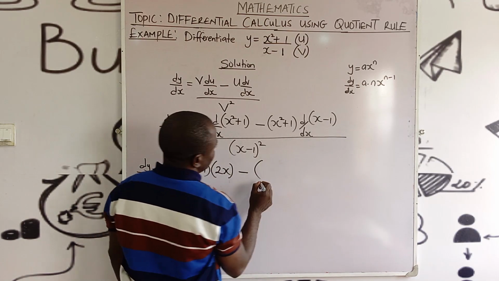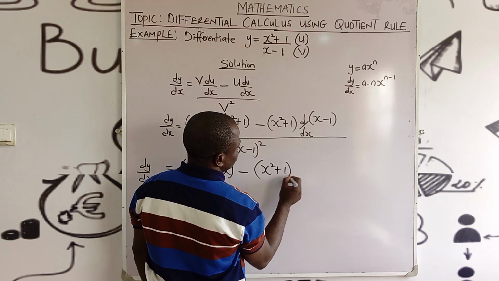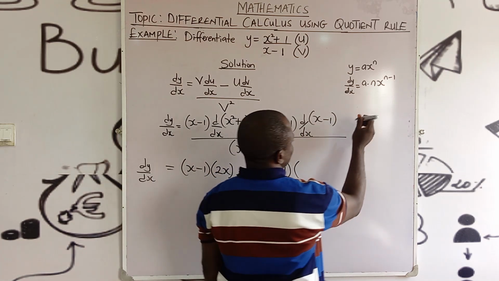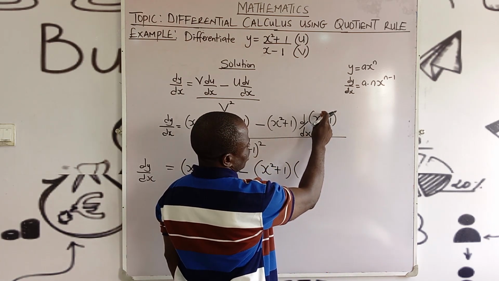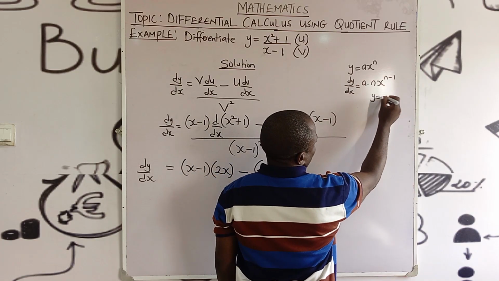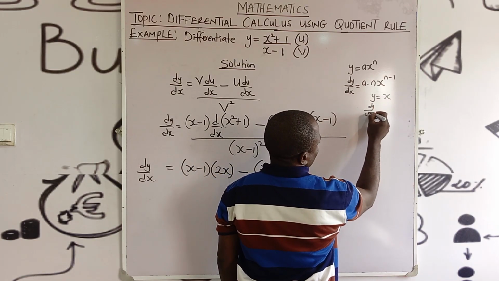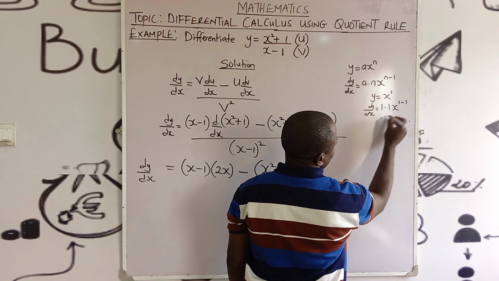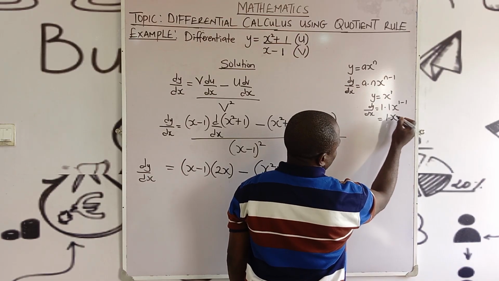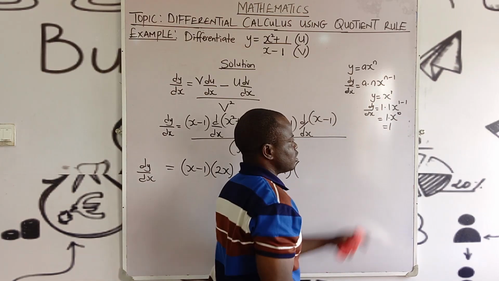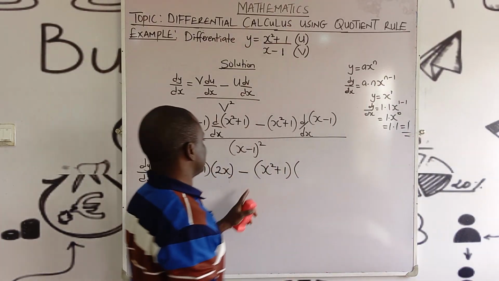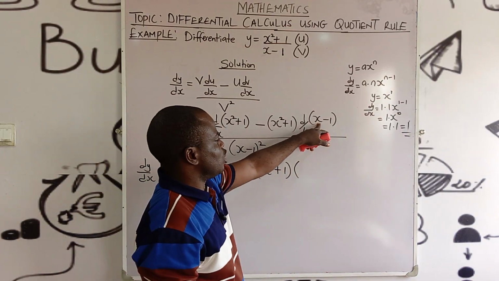Now, minus, open bracket, x squared plus 1. Now, let's differentiate x. When you differentiate x, there's 1 at the power, it comes to the front. You have y equals x, dy over dx equals 1 times x raised to 1 minus 1. It's 1 times 1, multiplied by x to the power 0. Anything raised to power 0 is 1. x raised to 0 is 1. 1 times 1 is 1. That means that when you are differentiating x, it will give you 1.